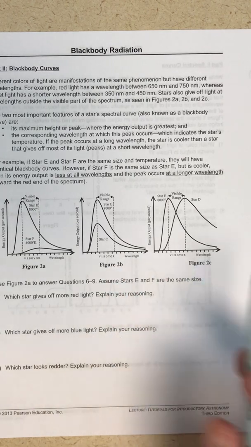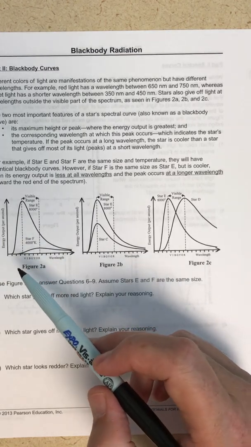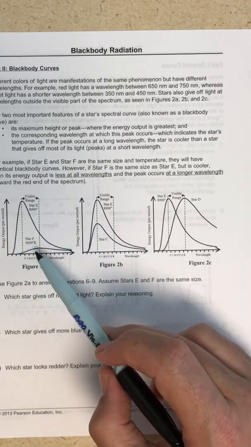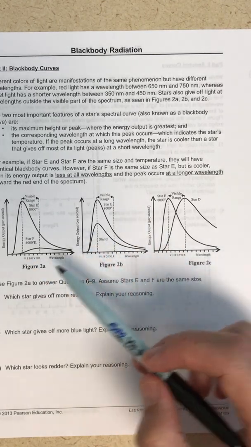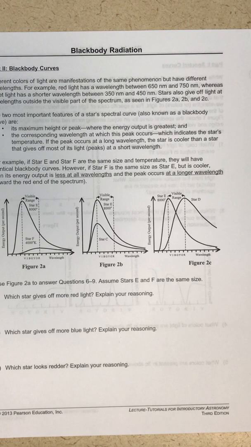and 2c. The two most important features of a star's spectral curve, also known as a blackbody curve, are its maximum height or peak, where the energy output is greatest, so where the curve turns over, going from increasing to decreasing. That peak could be steep or it could be broader, but these curves all have a peak. The other important feature is the corresponding wavelength at which this peak occurs, which indicates the star's temperature. If the peak occurs at a long wavelength, the star is cooler than a star that gives off most of its light, or peaks, at a shorter wavelength.